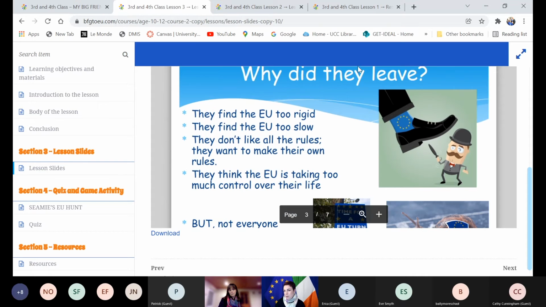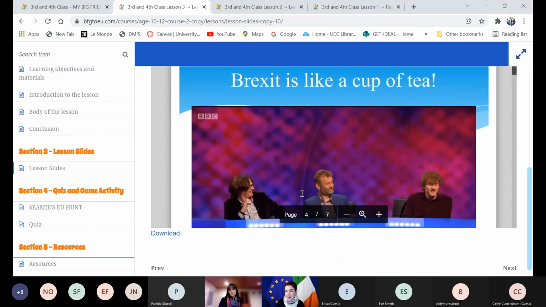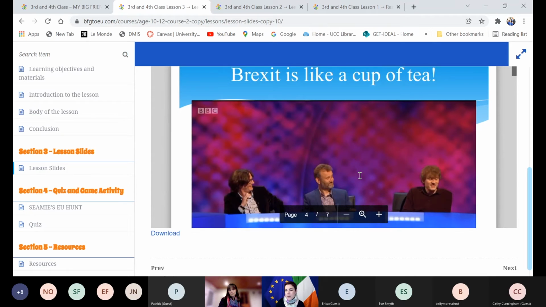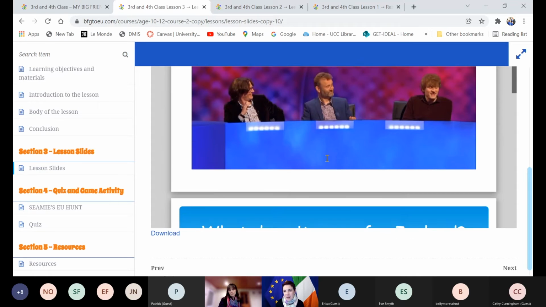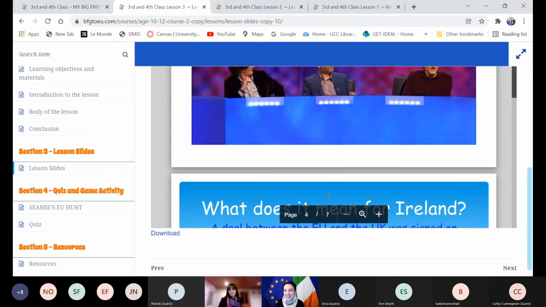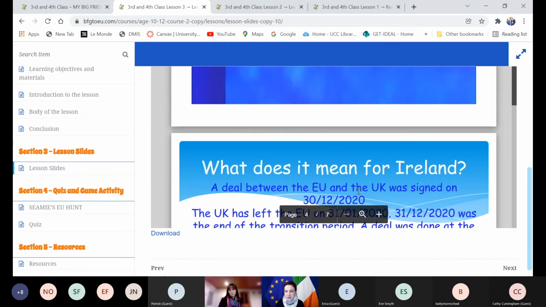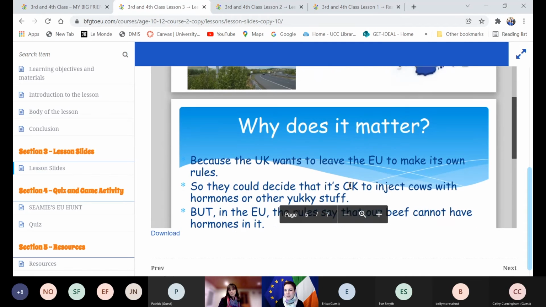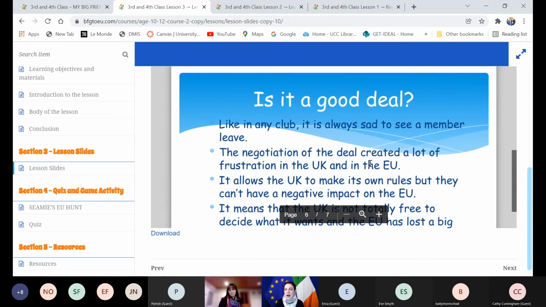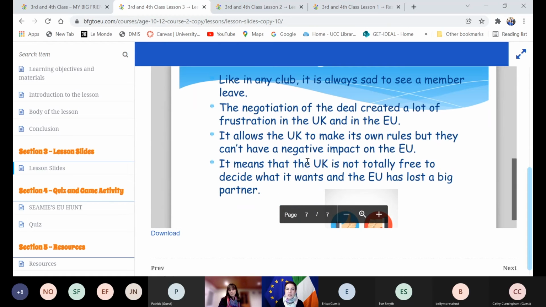So then we go through the reasons why they left. We have a 1-minute video, which is taken from a BBC comedy show, but it's entirely appropriate and it's very funny, and it compares Brexit to a cup of tea. I think it really gets the children to think, and they find it very funny. So then what does it mean for Ireland? What happened? Why does it matter? And then, is it a good deal or not? So we look at the Brexit deal.